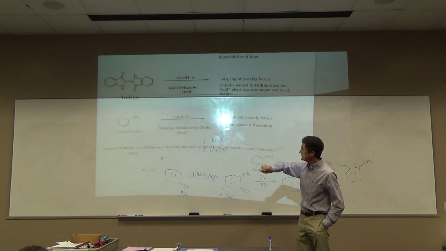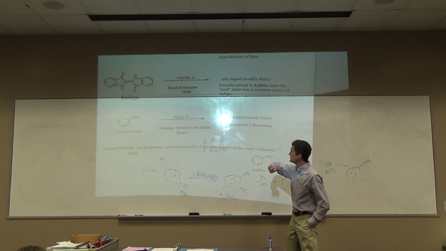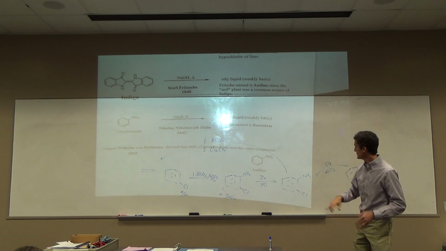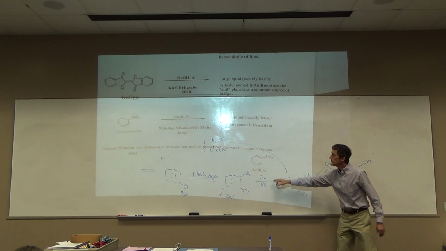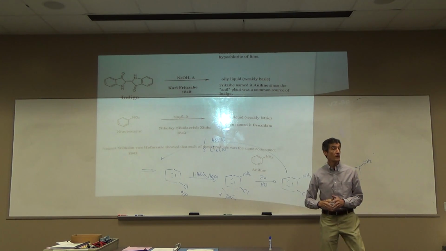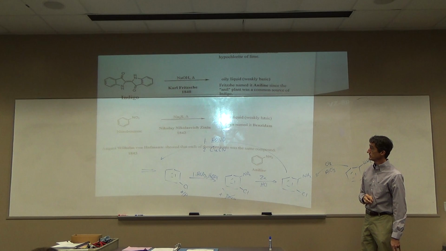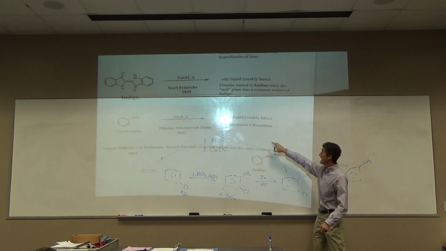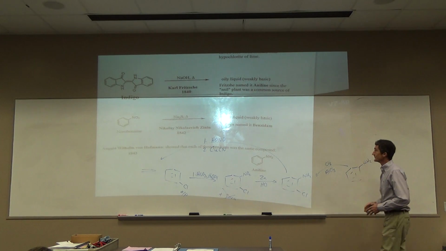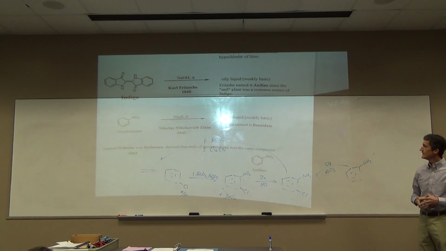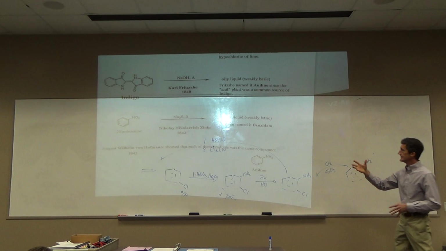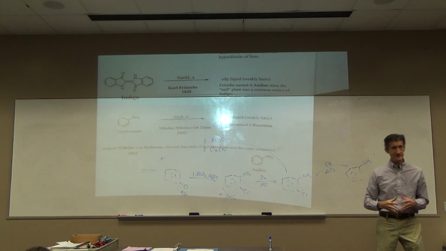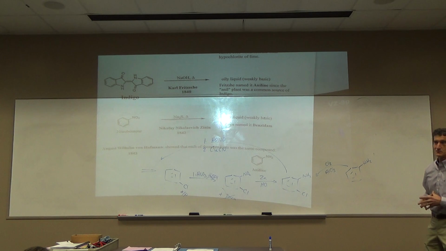Zinin, in 1842, took nitrobenzene and reduced it. You can reduce with a variety of things, zinc and HCl. You can also reduce with sodium sulfide. Okay? And he got an oily liquid. He named it Benzidam, because it came from benzene and it seemed to be an amine. Benzidam, that's a good name right there.